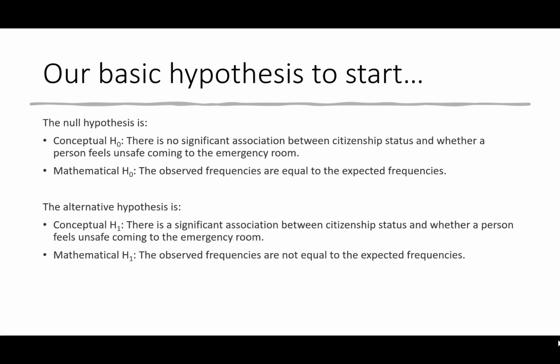So our basic hypothesis that we're going to test here is that there is an association between citizenship status and whether someone feels safe or unsafe coming to the emergency room. So the null hypothesis would be that there's no association, and the alternative would be that there is an association. And mathematically, what's going on is we're comparing the observed frequencies to what would be expected if there were no relationship between these variables.